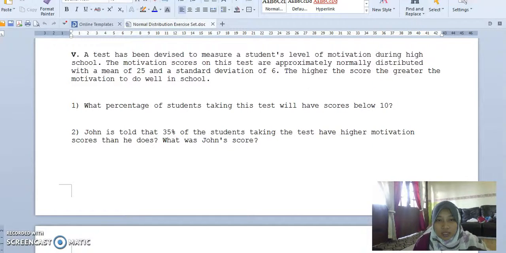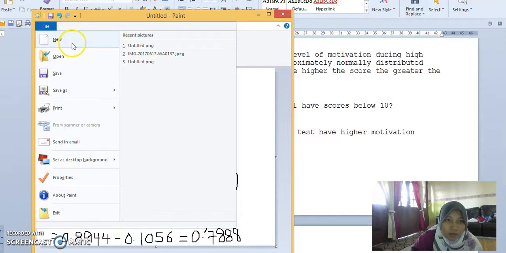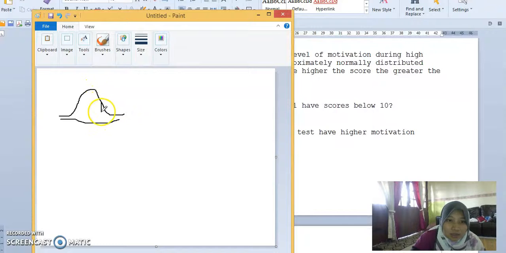So it means that if you see the whole population as 100%, John is exactly at the 65% of the score. So let's try to sketch this. Okay, now if we say that it is normally distributed, so it means that John is here, and this is 35%.